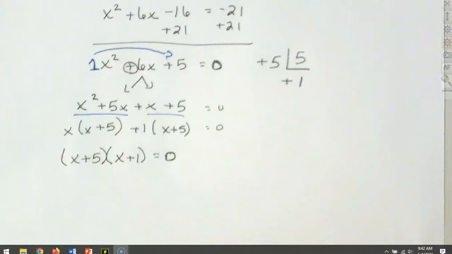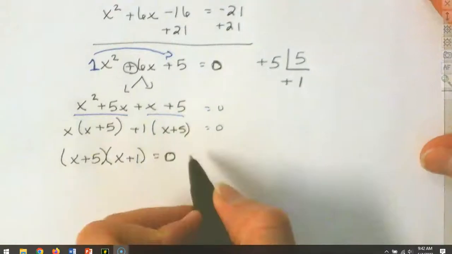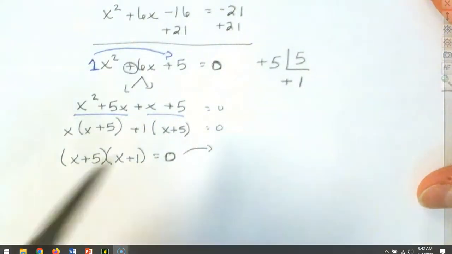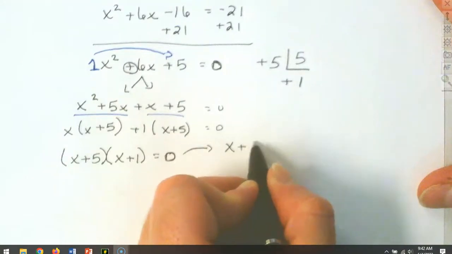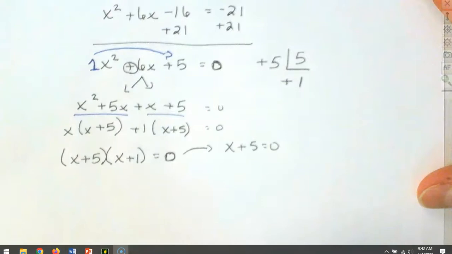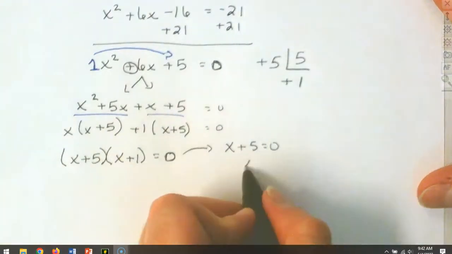We just did a couple of these before break. It's been set to 0, right? So what do we do? We set each piece equal to what? 0. So that gives you x plus 5 equals 0. So what's that one going to then give you for your answer? X equals what?